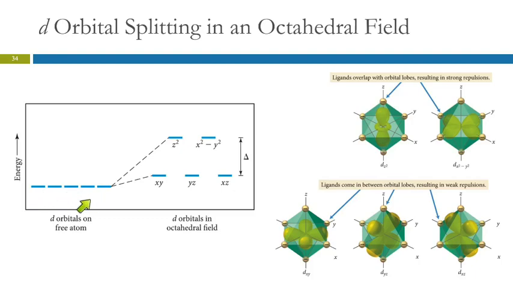So the energy levels of the d orbitals on the free atom get split. 3 of them are only slightly higher in energy because of weak repulsions, and 2 of them are significantly higher in energy because of the strong repulsions from the geometry. This difference in energy is the crystal field.